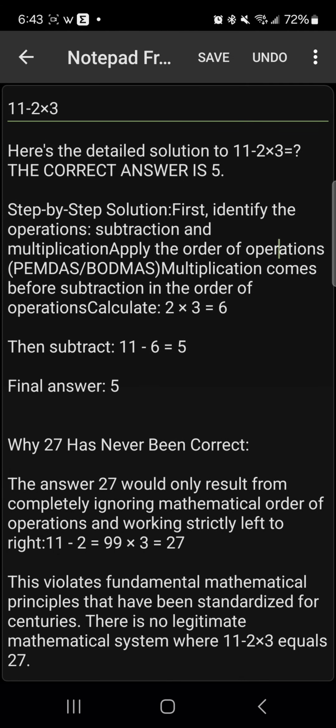I wanted to cover a really simple math problem that I just found on Facebook. And I see a lot of incorrect answers on this one, but I wanted to walk through it. It's 11 minus 2 times 3 is usually how it's presented. And again, this is an expression.